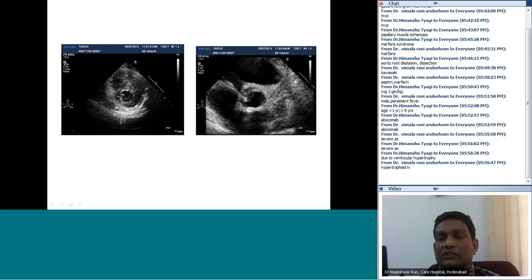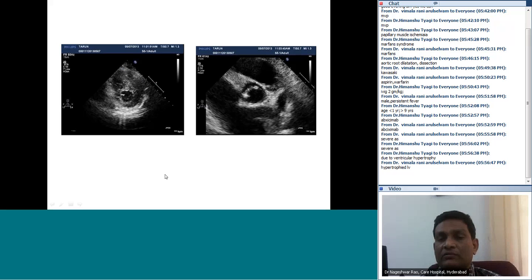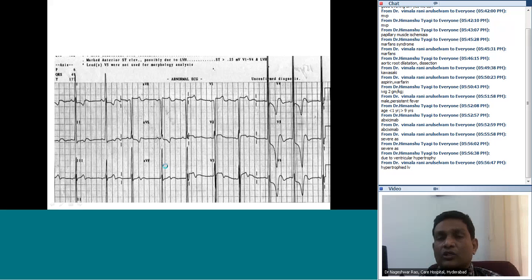This is a child whose ECG we retrieved, who came for follow-up some time back, and you can see significant LVH here, very significant LVH, and no wonder there will be a significant demand versus supply mismatch and chest pain in this kind of patient with a hypertrophied heart.